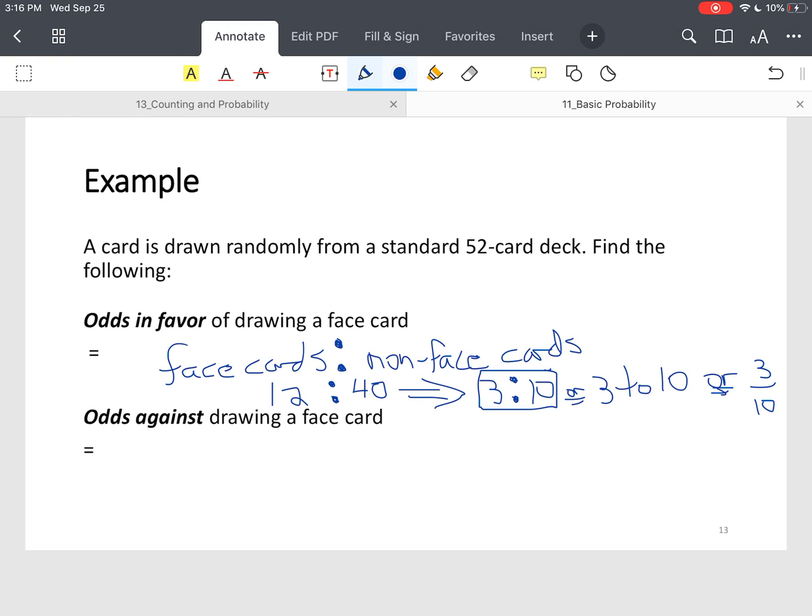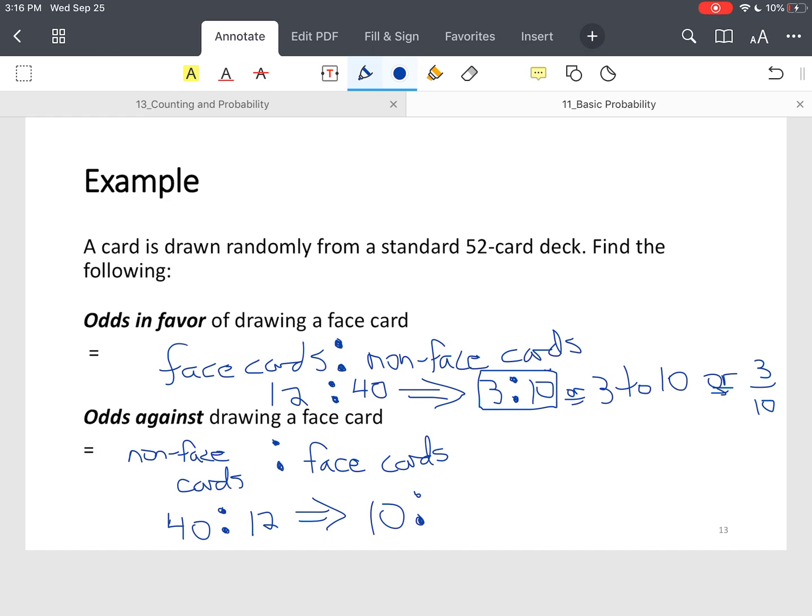Okay? So that's odds. Now, odds against drawing a face card is the opposite. So odds against. So that's non-face cards versus face cards. All right? So we have 40 non-face cards in a standard deck of cards to 12 face cards. You simplify this, and guess what? That's 10 to 3. Or you can use the words. So you can use a colon. You can use 10 to 3. Or you could write it as 10 over 3.